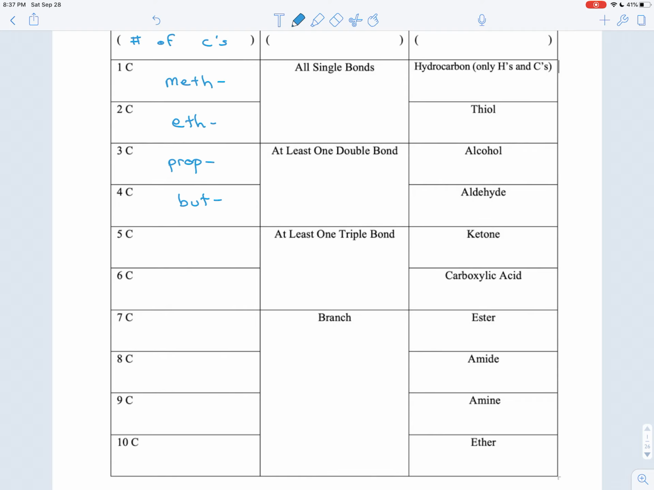So for 5 carbons, the prefix is pent, like the pentagon has 5 sides. 6 carbons, the prefix is hex, like a hexagon. 7 carbons, the prefix is hept. 8 carbons, the prefix is oct, like an octopus. 9 carbons, the prefix is non. And 10 carbons, the prefix is dec.